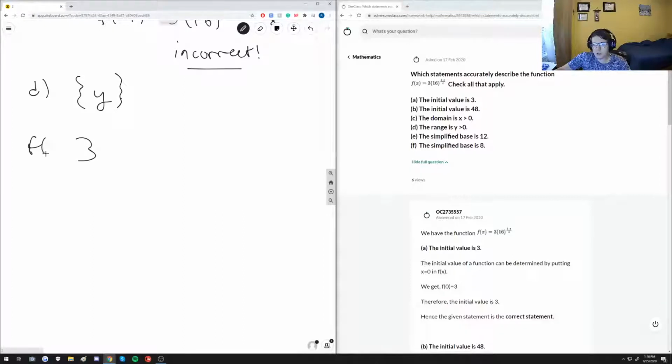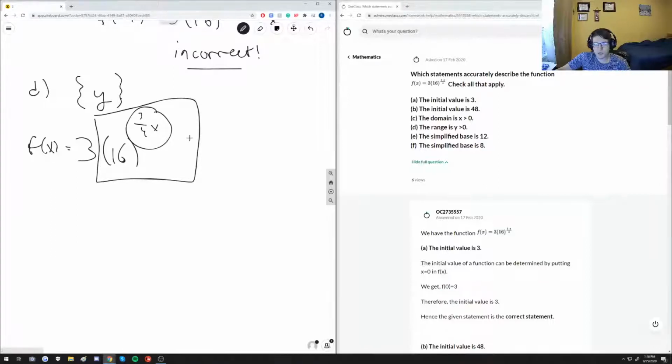So f of x is equal to 3 times 16 to the 3/4 to the x. So for any value of x, for any exponent that this takes right here, this entire term will always be positive, no matter what, right? Because what's inside, the base right here, is positive. The exponent of any positive number raised to an exponent is still positive. And multiplied by this positive number will also still be positive. So y will always be positive, that's known for a fact.